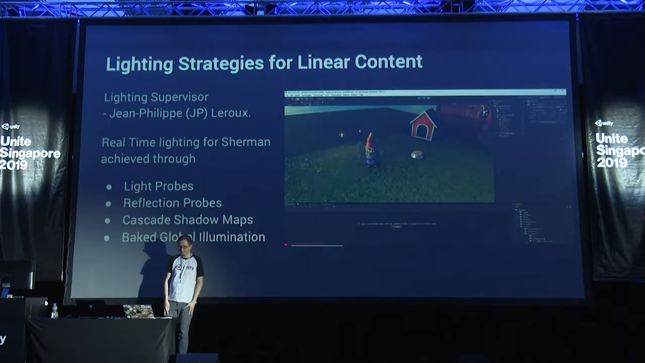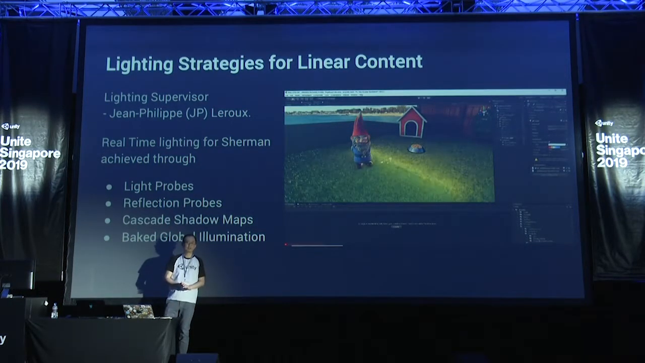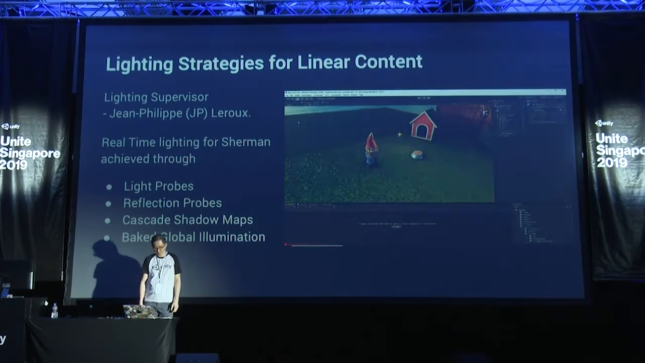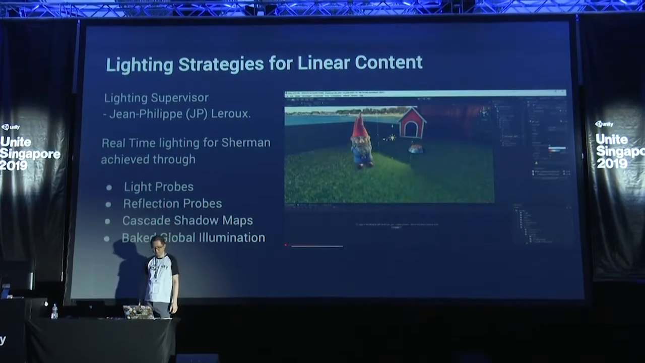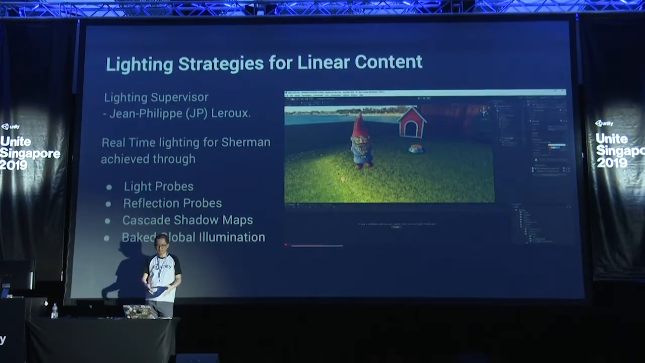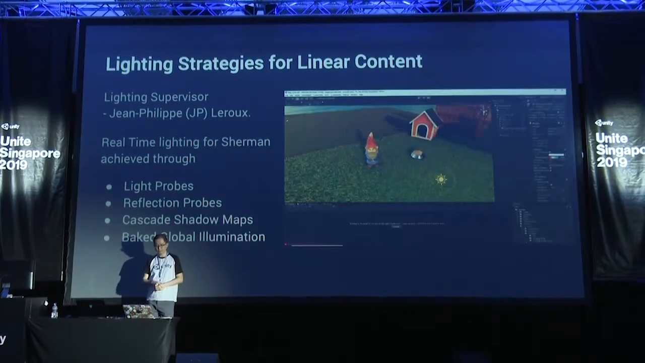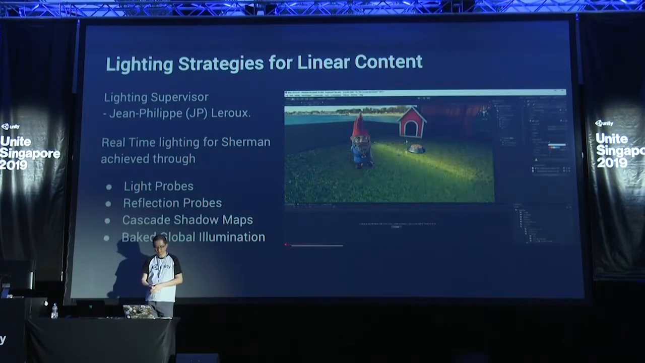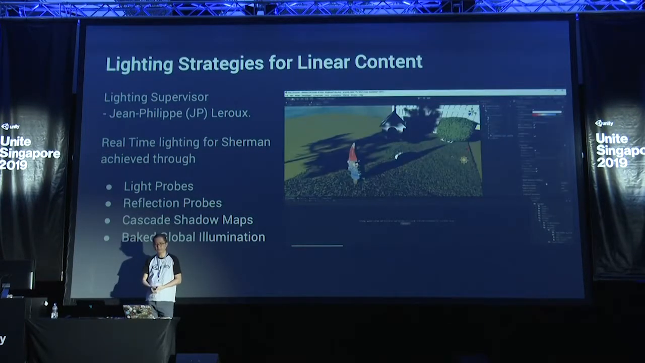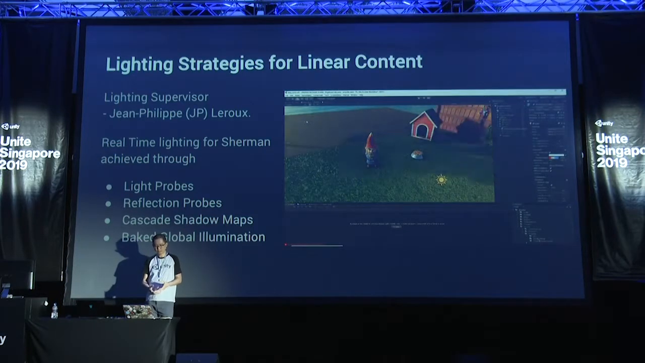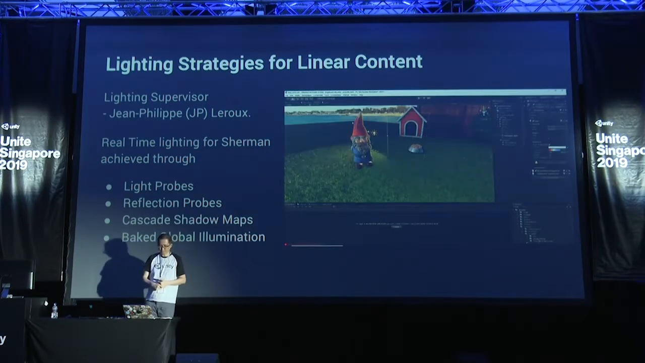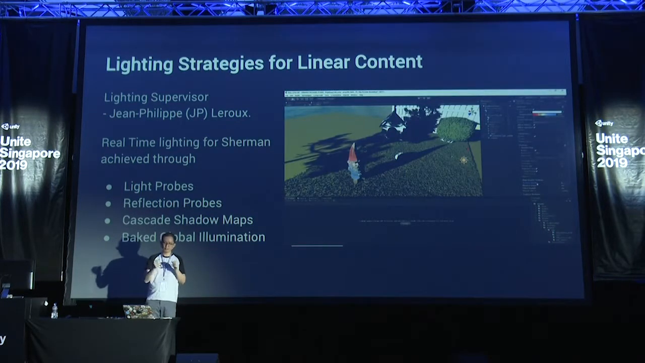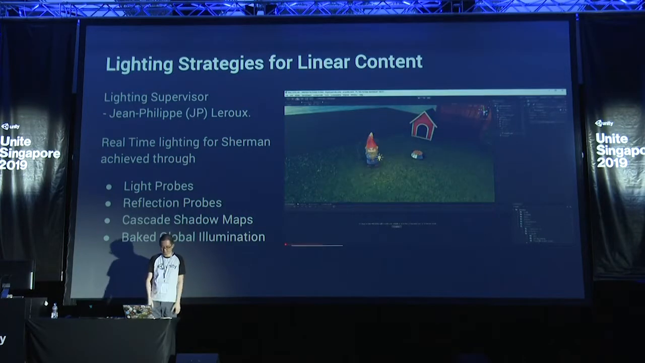So lighting will be a very important component to create that look for the project, right? And we have a lighting supervisor working on this, Jean-Philippe. So everything is real time. There are some baked elements, but most of it is real time. And we worked in linear color space to get the most correct look. And we use a lot of light probes and reflection probes, shadow maps, and baked GI. So not everything is baked. Things that are not baked, we use light probes to approximate or blend that object into the environment.